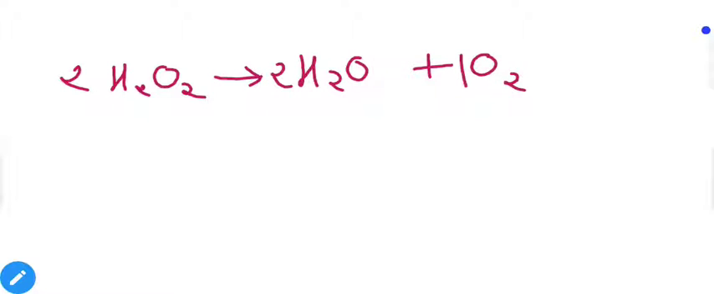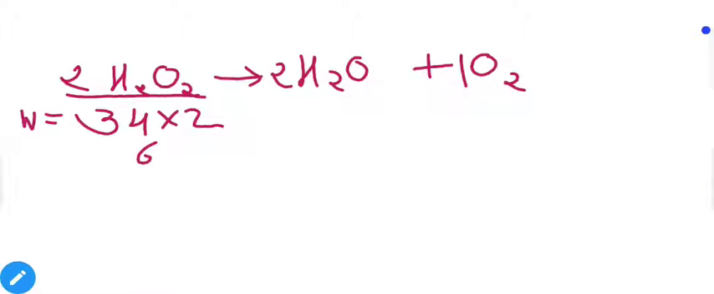Now let's put some different values for reactants and products in this reaction. First, weight or mass. We have 2 moles of H2O2. So 1 mole of H2O2 has 34 grams, that means the molar mass of H2O2 is 34 grams. Here we have 2 moles, that means 34 multiplied by 2, that means 68 grams. So 2 moles of H2O2 represents 68 grams of mass.